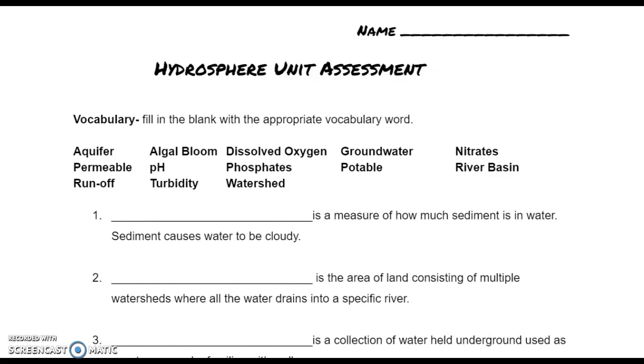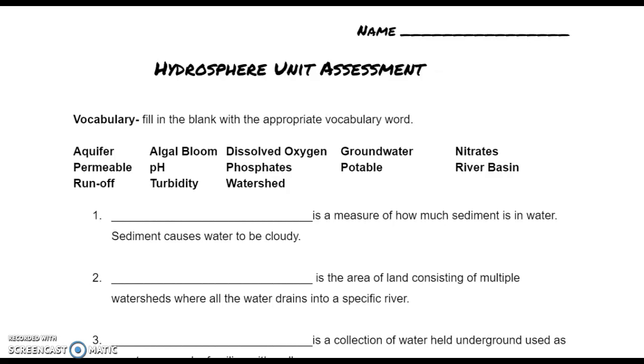Hydrosphere Unit Assessment. Vocabulary. Fill in the blank with the appropriate vocabulary word. Aquifer, algal bloom, dissolved oxygen, groundwater, nitrates, permeable, pH, phosphates, potable, river basin, runoff, turbidity, watershed.